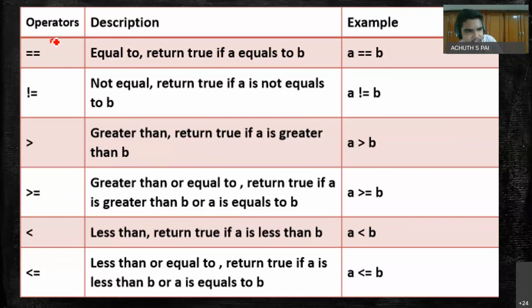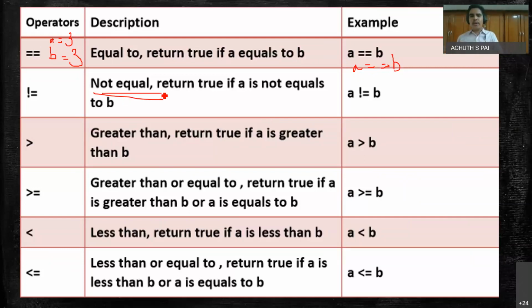In simple words, if you enter A as 3 and you give B as 3, give A equal to B, then you will get the value as true because the value given to A is same as the value given to B. And similarly, under that you can find this, not equal to.